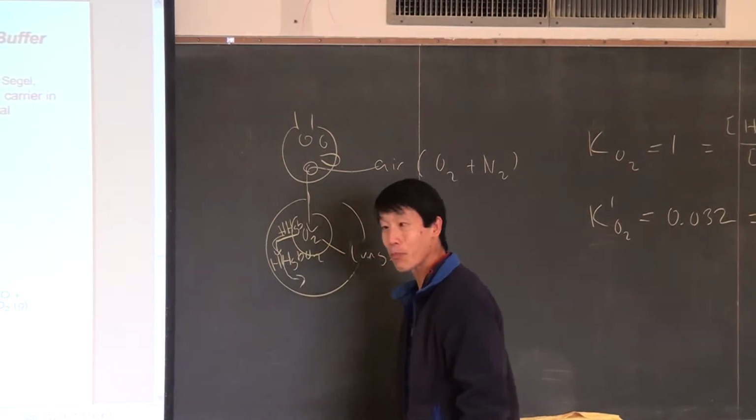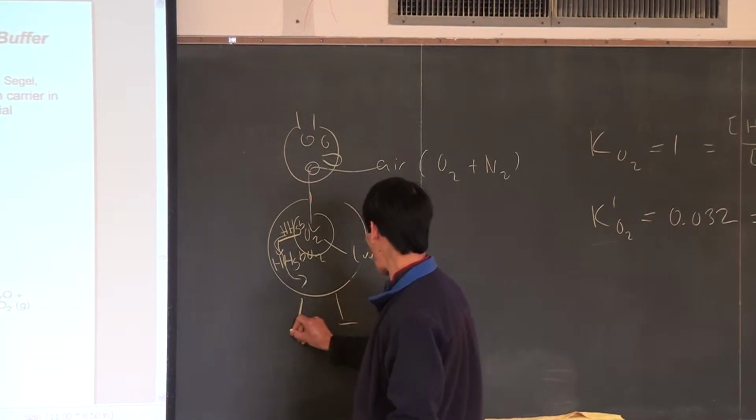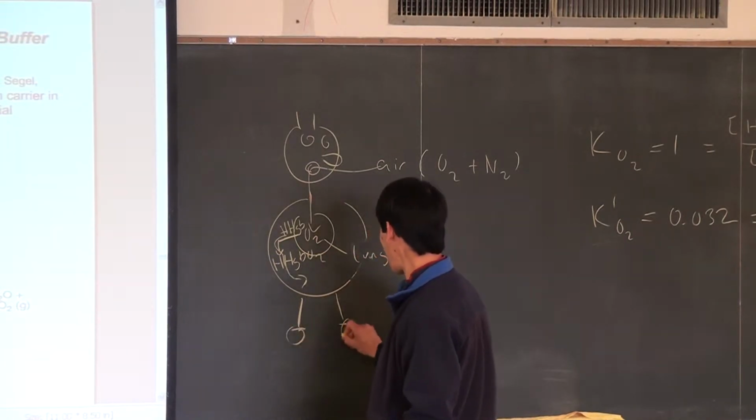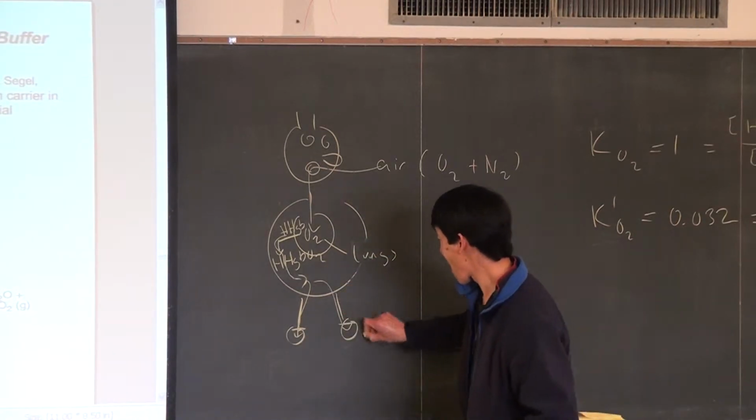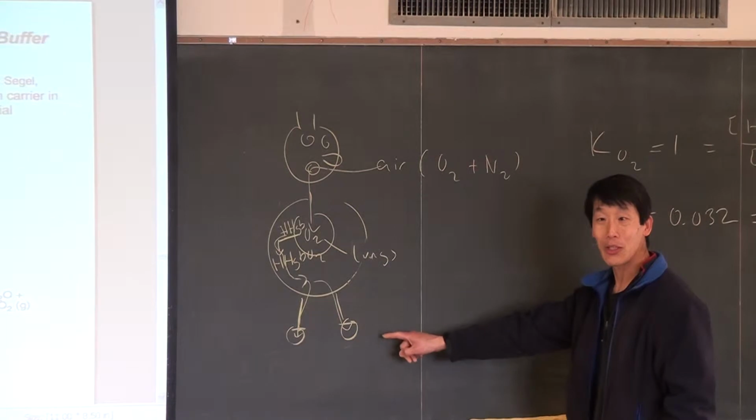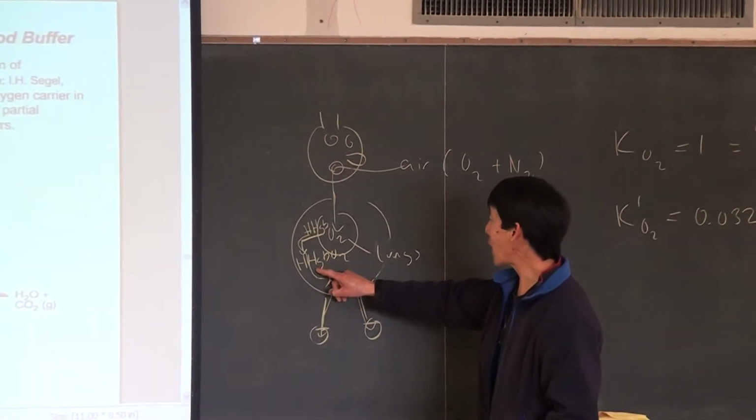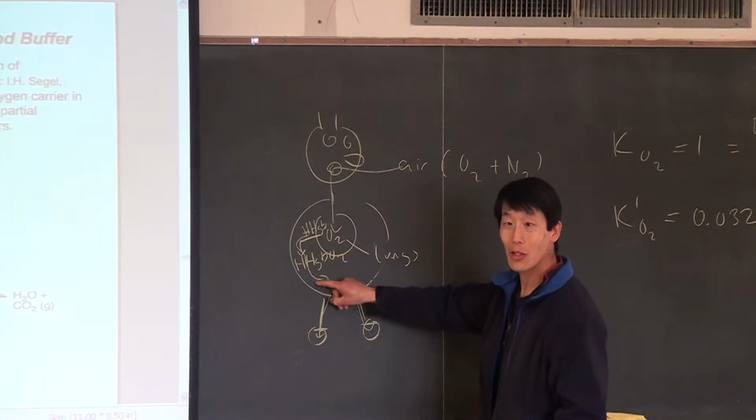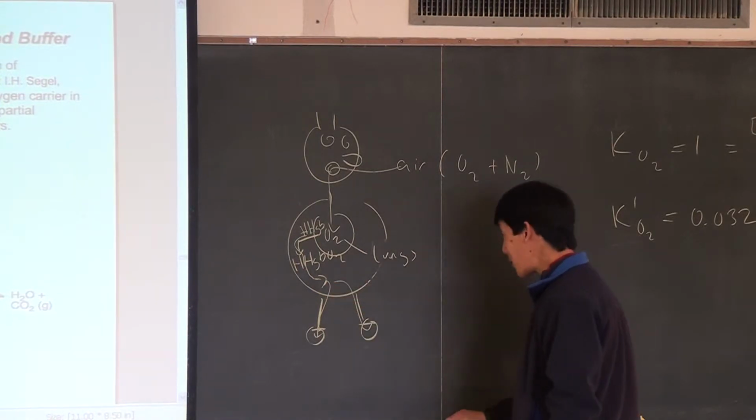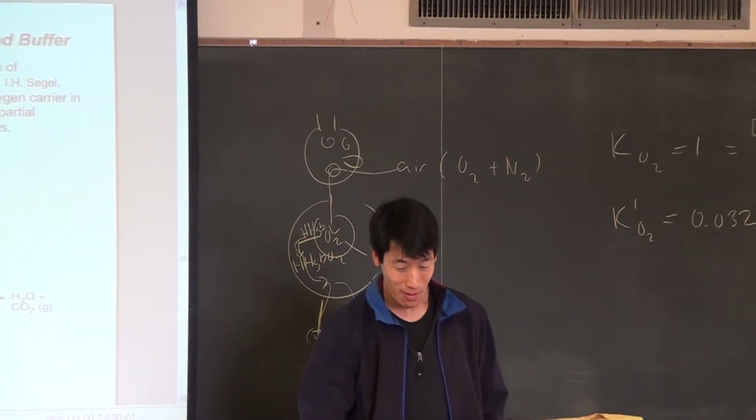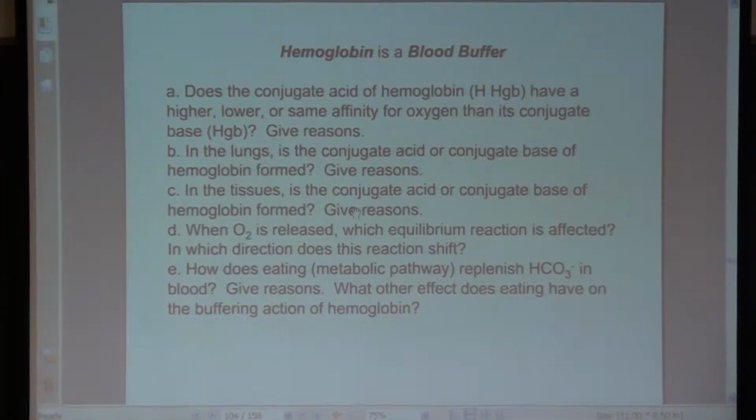So where does that go? That goes to your toes down here, okay, your feet. It goes all the way down there. And what happens in your cells in our body? So the HHGBO2 is transported through our blood to where? Yeah, our cells, our tissues. Okay, and the next question, in the tissues, is the conjugate acid or conjugate base of hemoglobin formed?